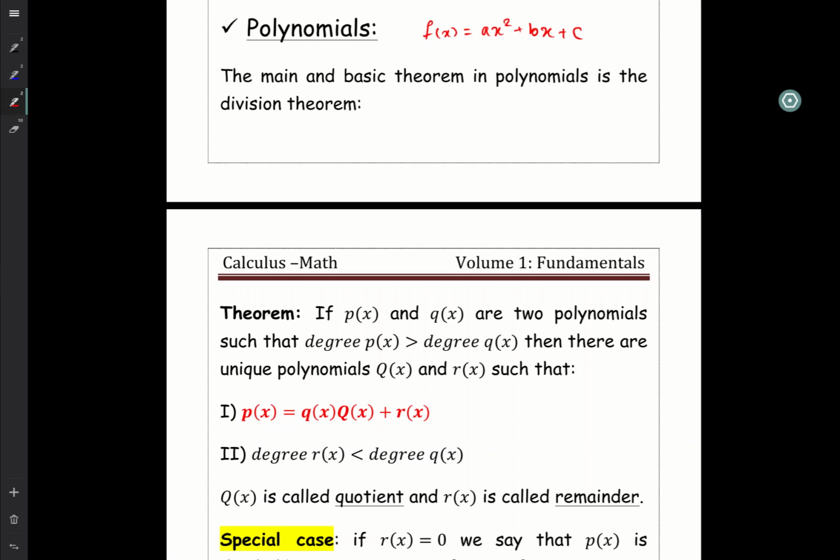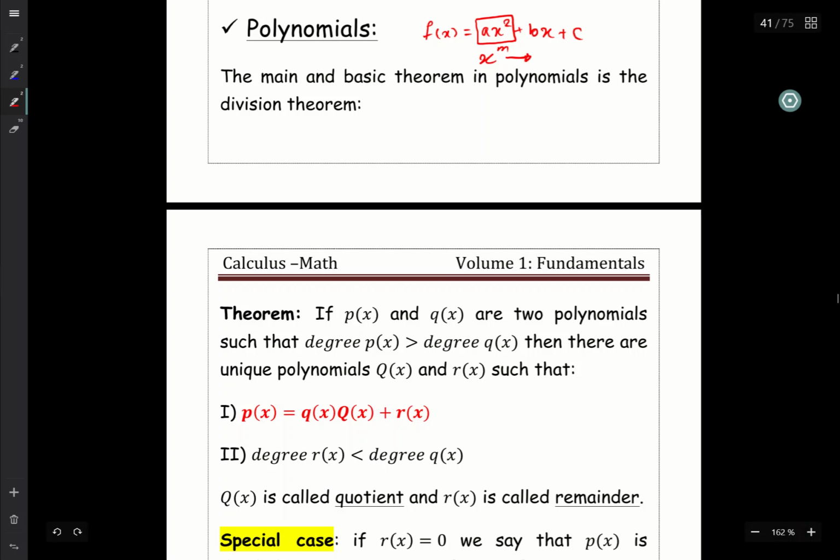Now we want to generalize this, and if you recall, I mentioned that a term in the form of x to some integer power in general constitutes a polynomial, and we said that the term that has the maximum power, the maximum exponent, is called the leading term. Okay, leading term.